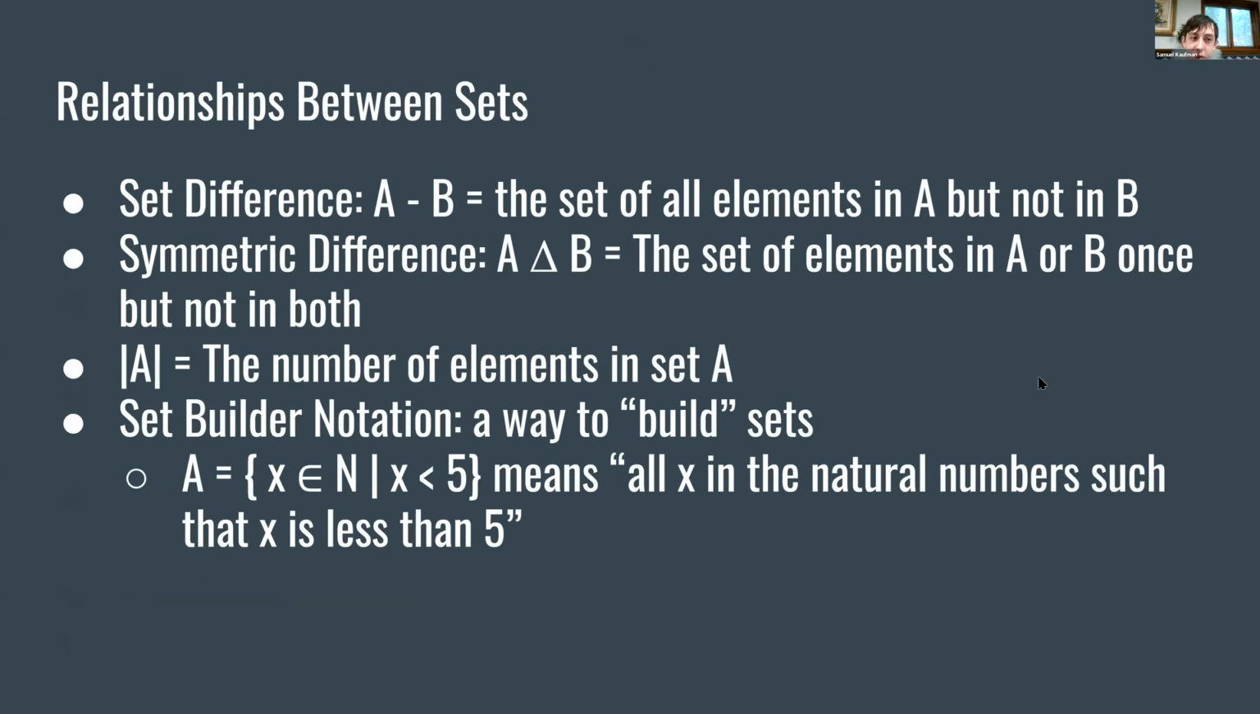We learned about some relationships between sets. We have set difference: A minus B is the set of all elements that are in A but not in B. We learned about the symmetric difference, which is the set of elements that are in A or B once, but not in both sets. We learned about cardinality, that is the number of elements in a set. And then we learned about set builder notation. This is a way we can build sets and talk about sets. For example, set A is the set of all x in the natural numbers such that x is less than 5.